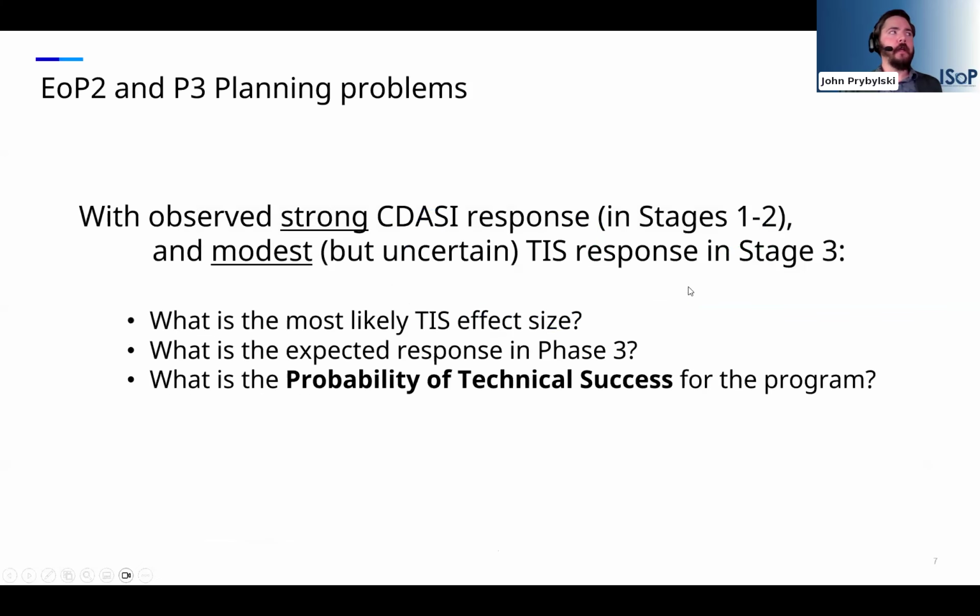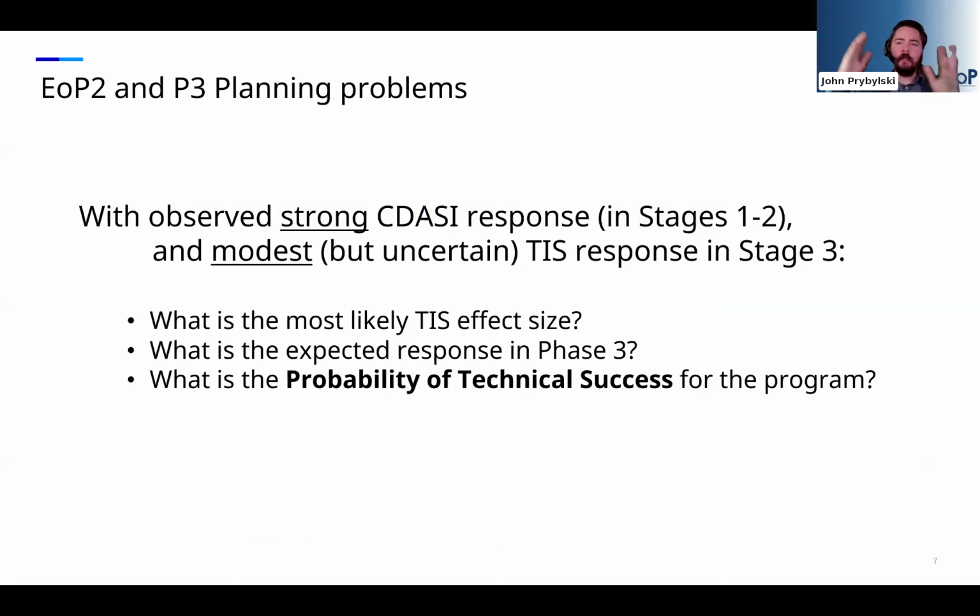And then it gets us to the end of phase 2 and additional planning for phase 3 problems at hand. So like I said, we had a very strong observed CDASI response, and we had what I would consider here a modest but very uncertain TIS response in stage 3. So the question is, what is our most likely effect size for TIS? That is to say, we had an observed effect size, and then we had a very wide confidence interval.